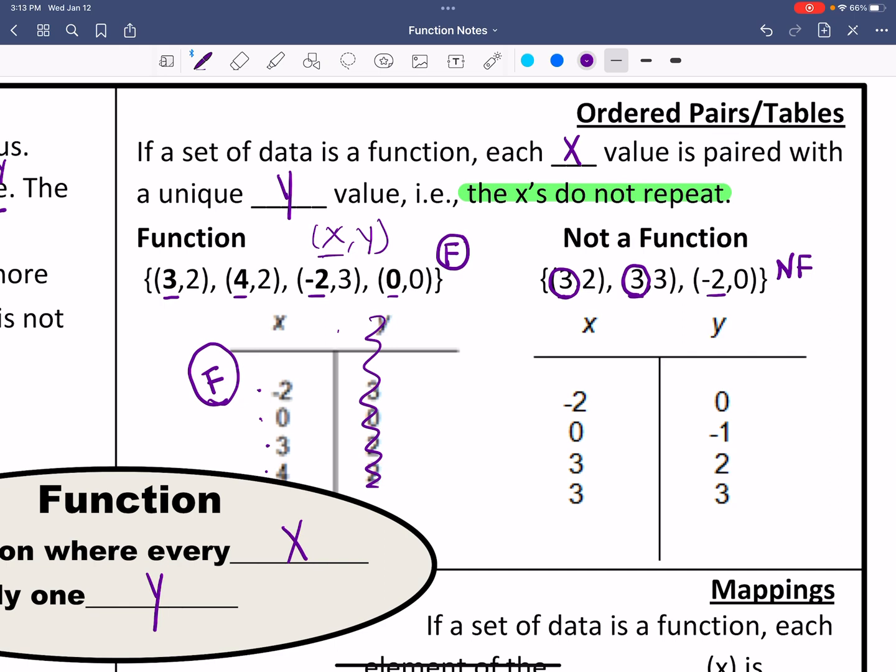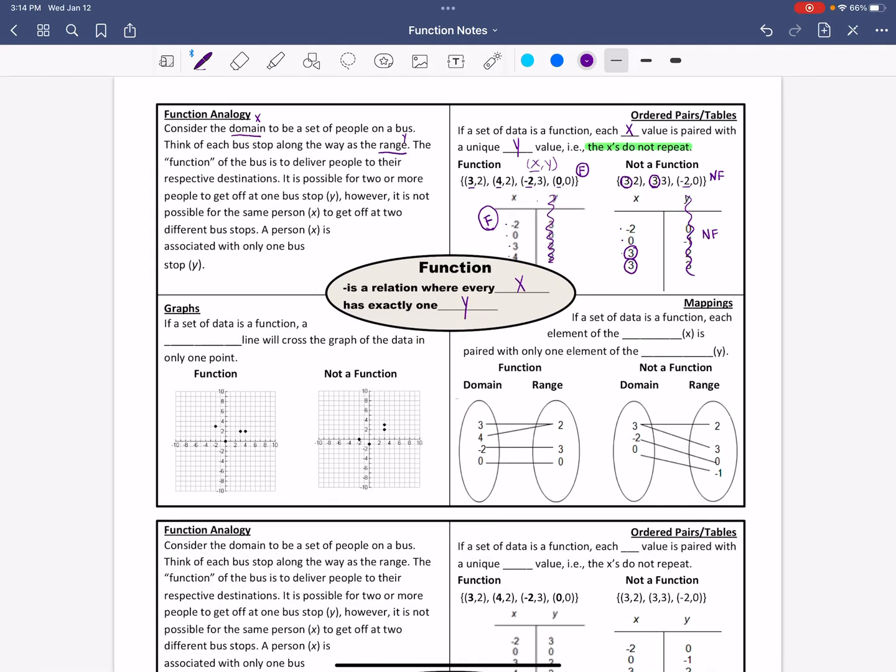Let's look at our next table. And again, I'm only concerned with looking at the x values. I do not care about looking at the y's. So here we're going to go ahead and check our x's. I have -2, 0, 3, and 3. Here I see that I have my 3's repeating, which lets me know that this is not a function. So that is for ordered pairs and tables.